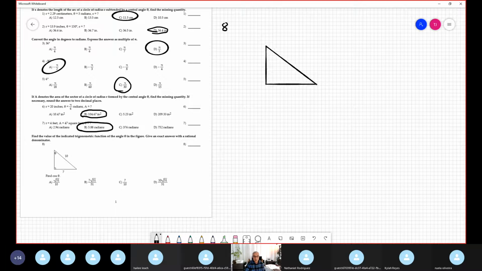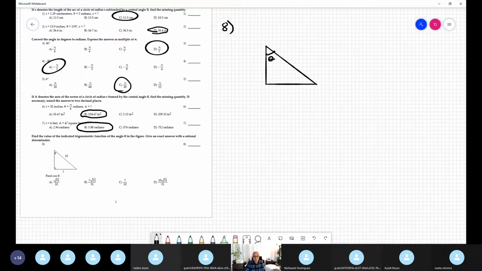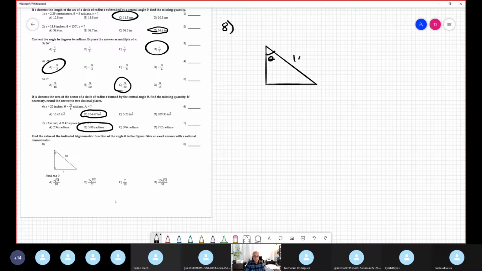Number 8 is the theta. The hypotenuse is 10, and the opposite is 7, no? And they want to know cosine theta. So now you have two sides. You need to immediately find the third side. It's a square root.